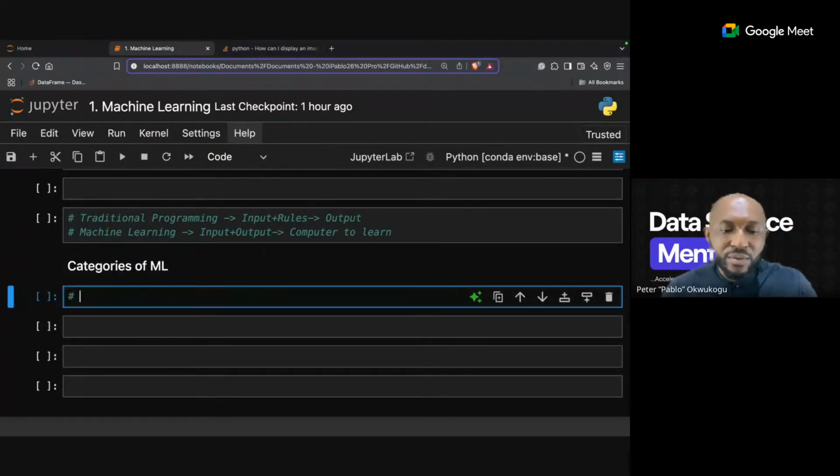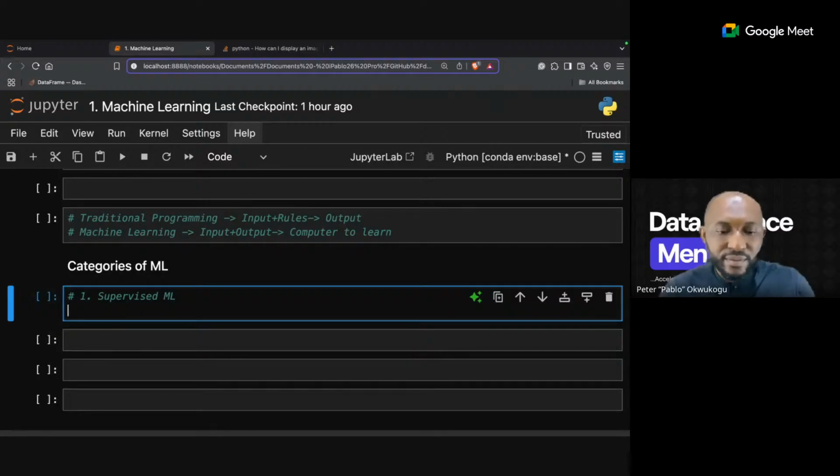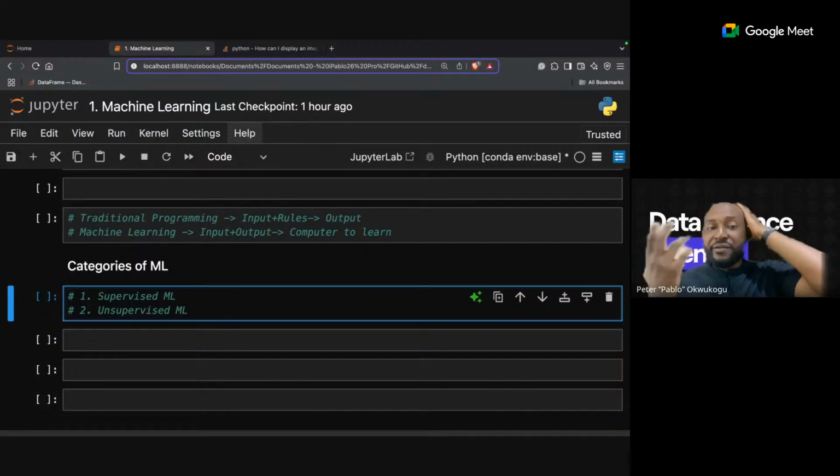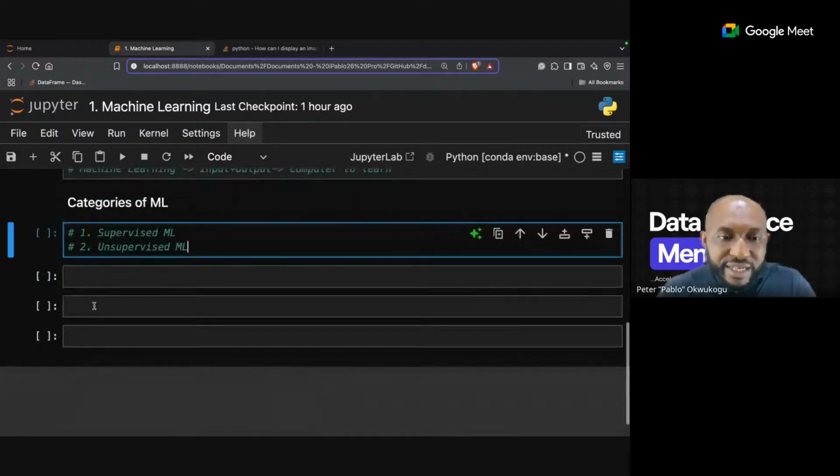And the categories of ML, we have supervised machine learning. We have supervised ML. And two, we have unsupervised ML. So these are the ones, right? Now we're going to look at these different ones, and for everything we look at, we would basically break them down in the examples in these areas that are very, very popular. Now, first, we are going to look at supervised ML.